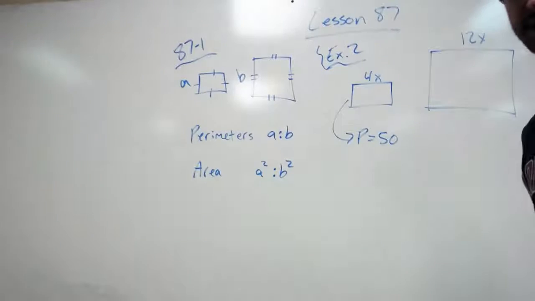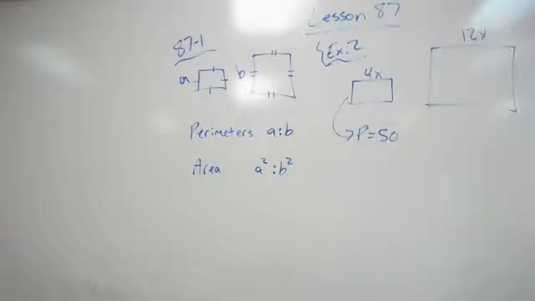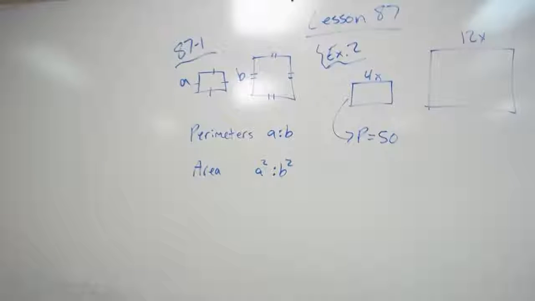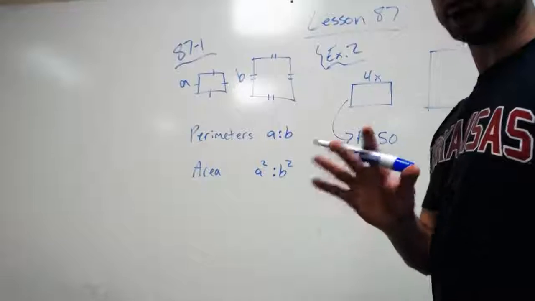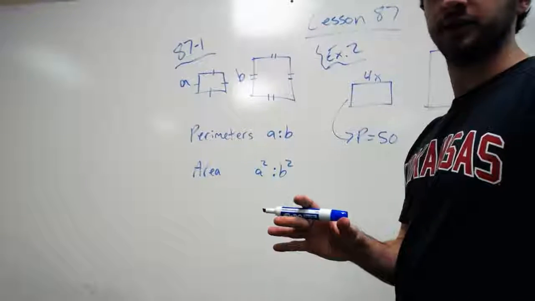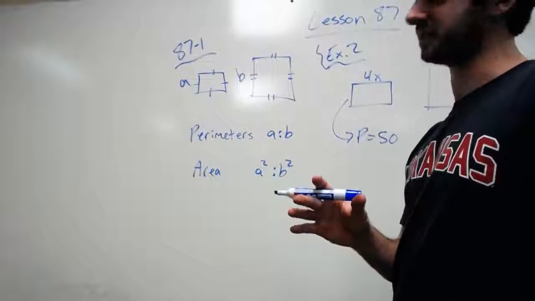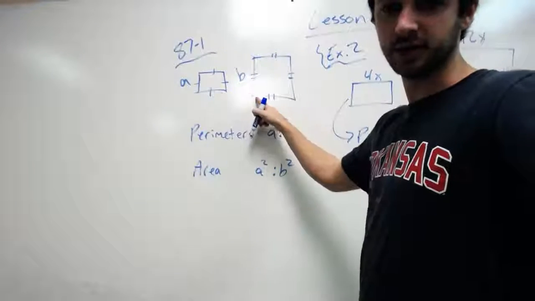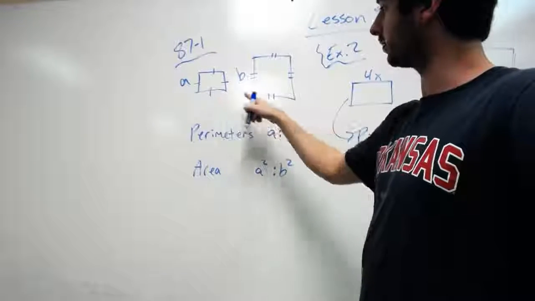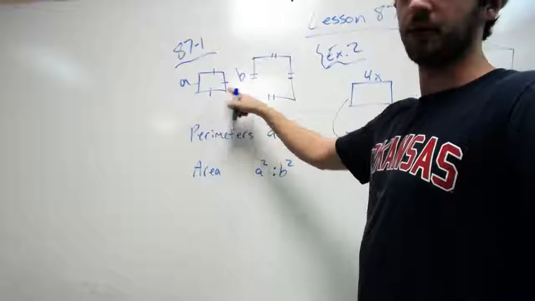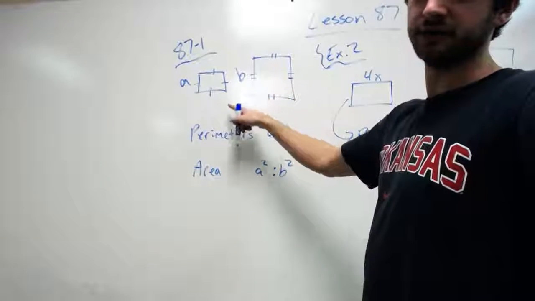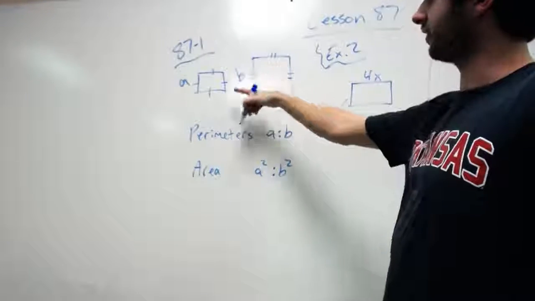Lesson 87, we're going to look at similarity ratios for similar figures. Just a reminder, what similar means is the same shape but different size. Right here we have two squares. One is smaller, one is larger. They're both squares, but they are different size squares. So therefore they are similar.